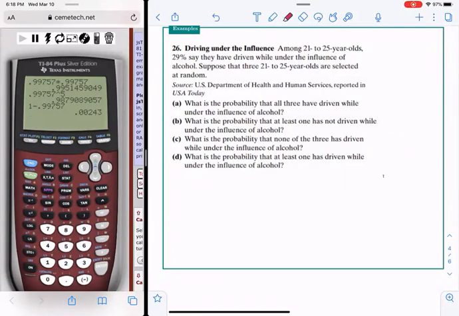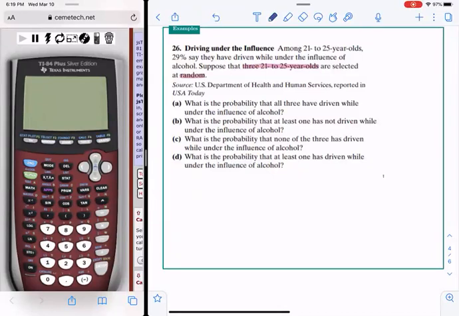So driving under the influence, which we shouldn't do, among 21 to 25-year-olds, 29% say they have driven while under the influence of alcohol. Suppose we select 3 21 to 25-year-olds at random. So the keywords are, we are selecting 3 of them, and they're all random.